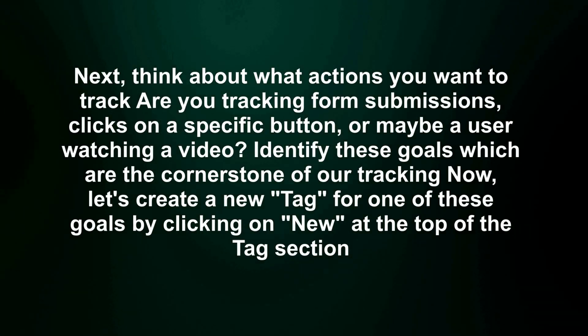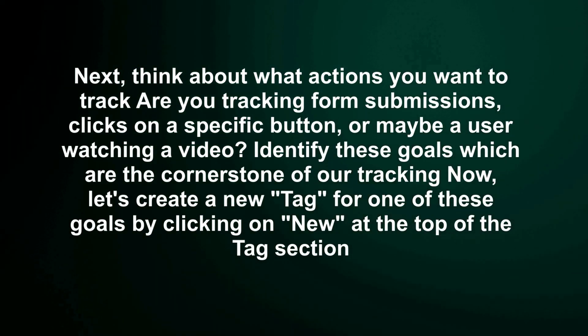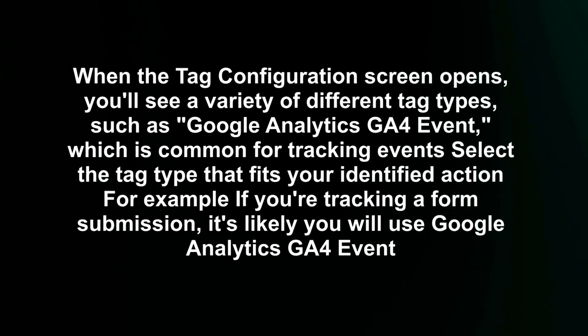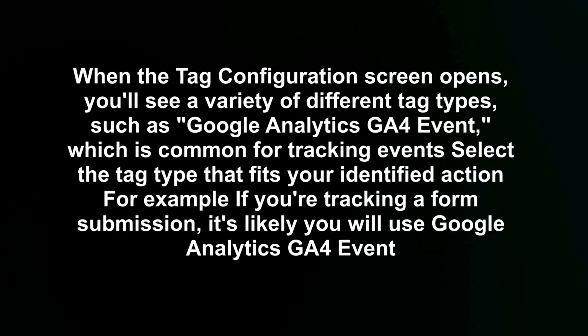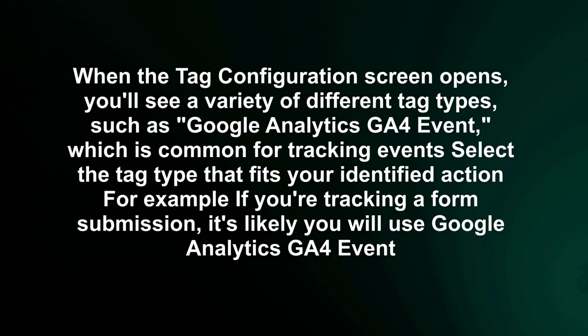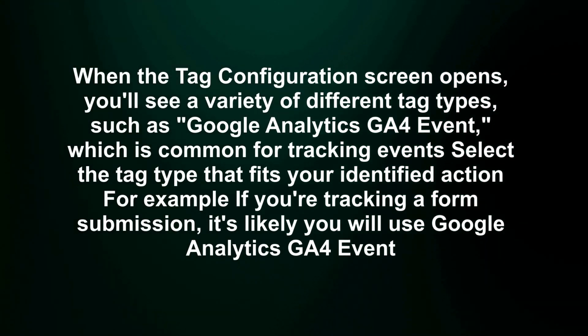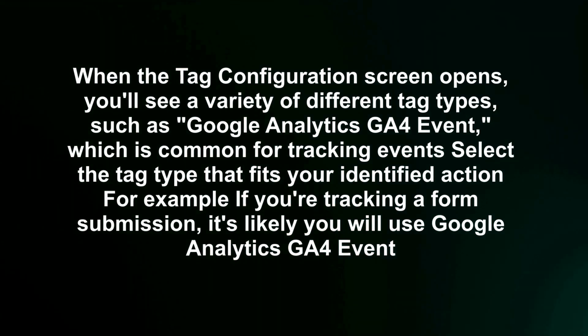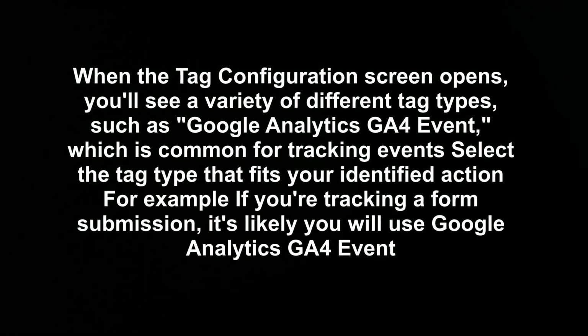Now, let's create a new tag for one of these goals by clicking on New at the top of the tag section. When the tag configuration screen opens, you'll see a variety of different tag types, such as Google Analytics GA4 event, which is common for tracking events. Select the tag type that fits your identified action. For example, if you're tracking a form submission, it's likely you will use Google Analytics GA4 event.